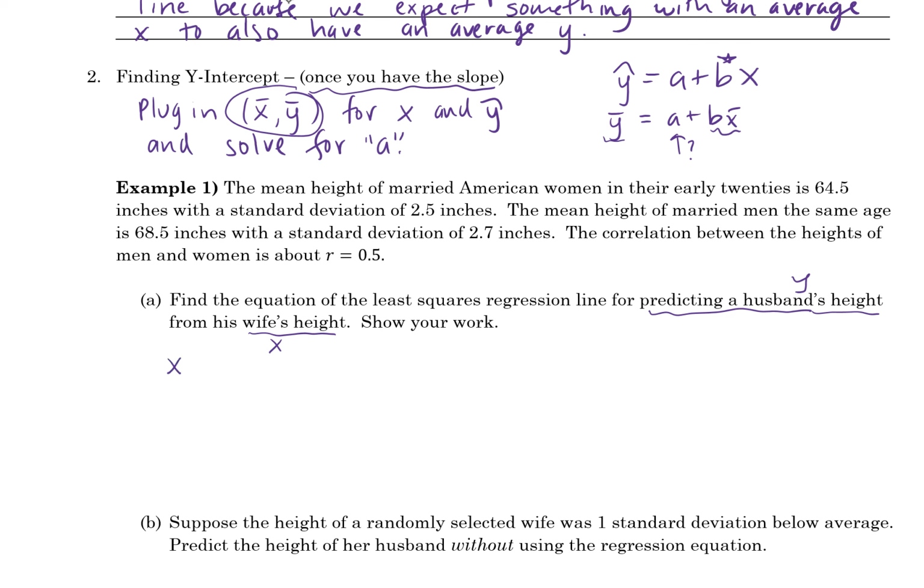So let's talk about what we have. Let's start with the wives first. Do we know the mean height of all of the wives? Well, yes, we do. They tell us it is 64.5 inches. They also tell us the standard deviation for the wives. It's 2.5 inches. Cool. Okay, well, do we know the mean of the husbands? Yes, we do. It's 68.5 inches. And do we know the standard deviation for the husbands? Again, yes, we do. It is 2.7 inches.